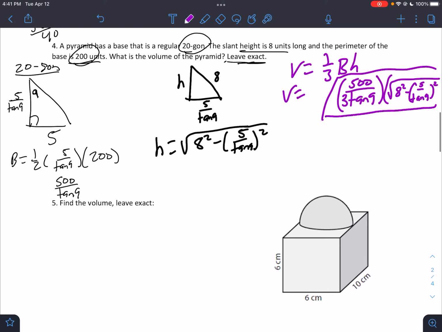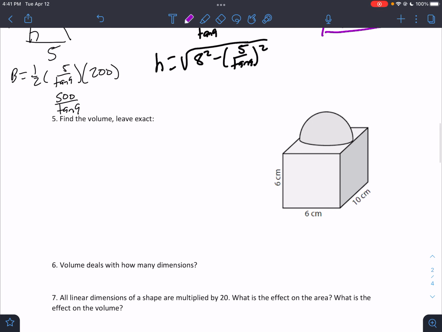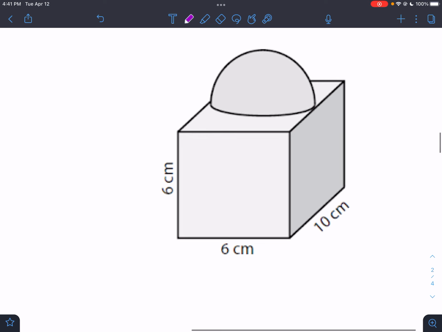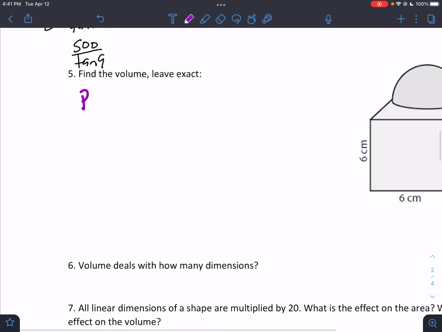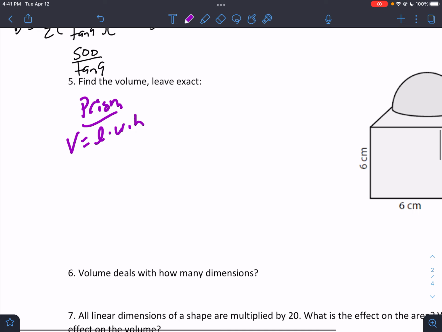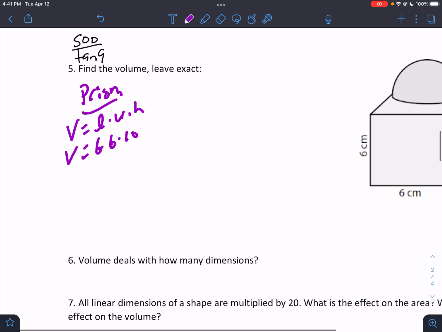Find the volume, leave exact. All right, so let's see here. We got a rectangular prism, so let's work on the prism first. If it's a rectangular prism, it's just length times width times height. Light work. That's going to be 6 times 6 times 10. That's 36 times 10. That is 360.